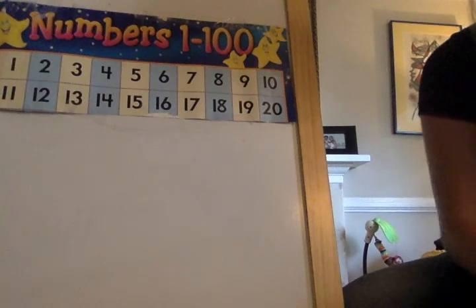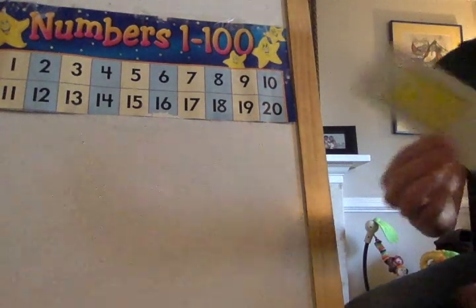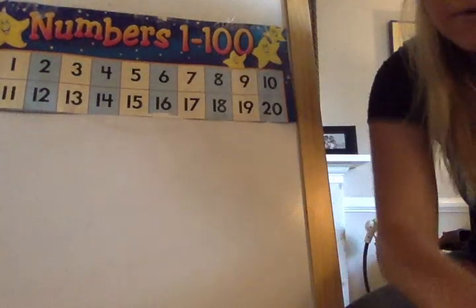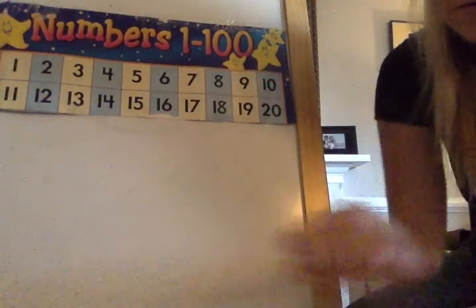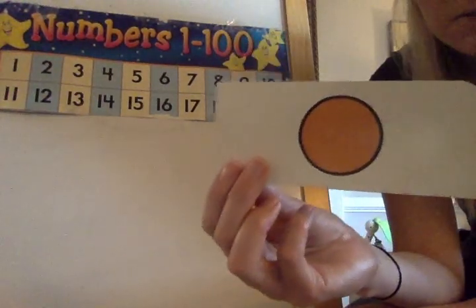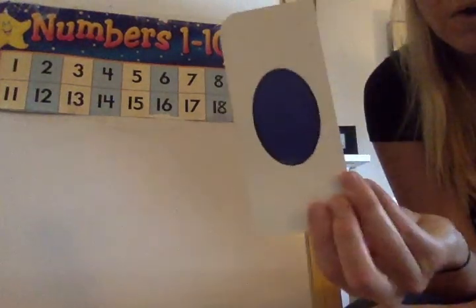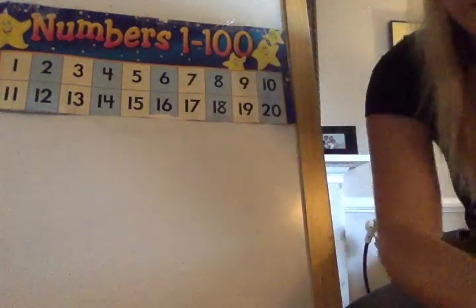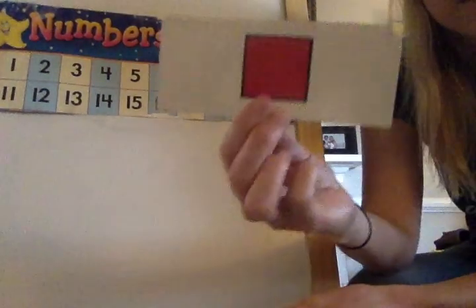Okay, now we're going to review our shapes. Rectangle. Triangle. Circle. Oval. Square. Let's do that one more time backwards.